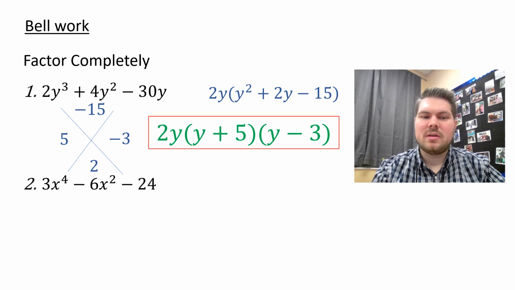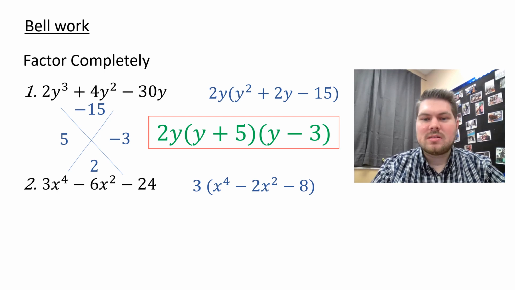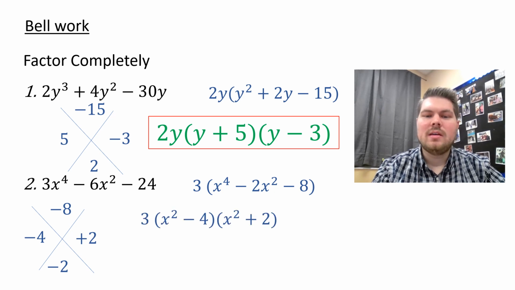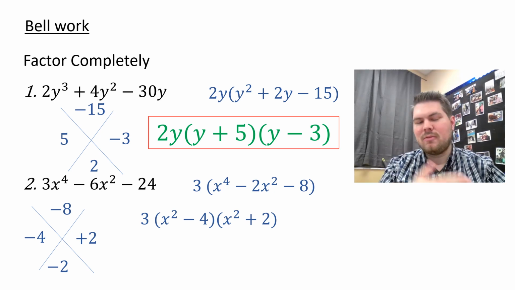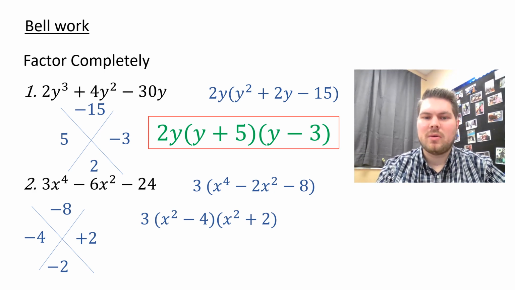Then same for the next one, we're going to take out our greatest common factor. Then we are going to factor this. Now we haven't really factored numbers to the 4th power before, but it works just like the 2nd power. So -8 up top, -2 on the bottom, and we get -4 and +2. Now you'll notice the only difference when we have x to the 4th is now we have x squared minus 4 and x squared plus 2. This will become important later.